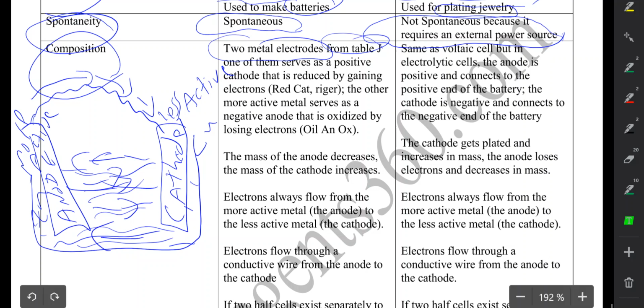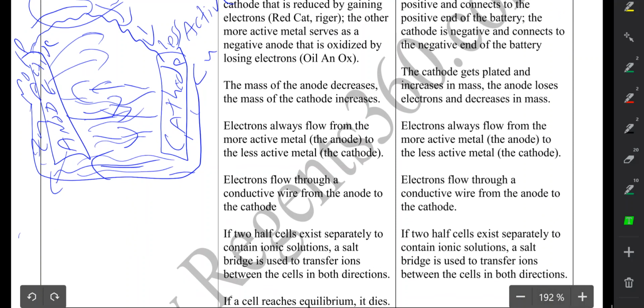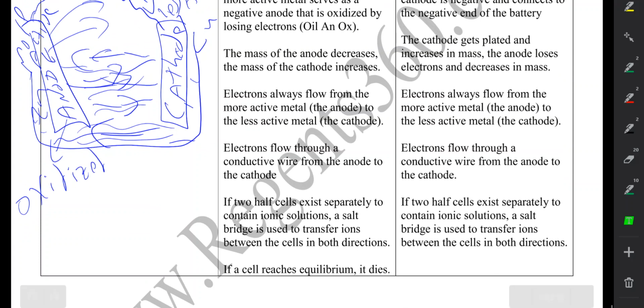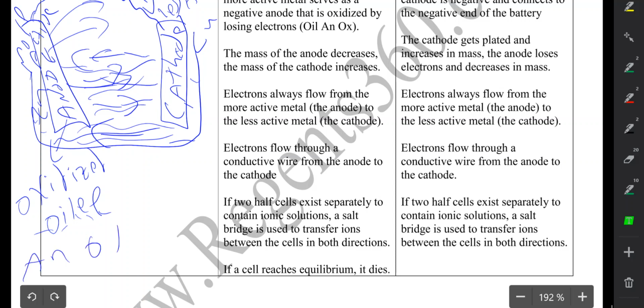So since the anode is losing electrons in that direction, we're going to say that the anode is being oxidized. Because if you watched my previous video, we talked about oxidation is losing electrons at the product side. So in here, the zinc would be oxidized because it's losing electrons, because it's the more active metal. So remember: an ox. So you went out at night, and on your way home, you ran into an ox and a red cat. Okay, you ran into an ox and a red cat.